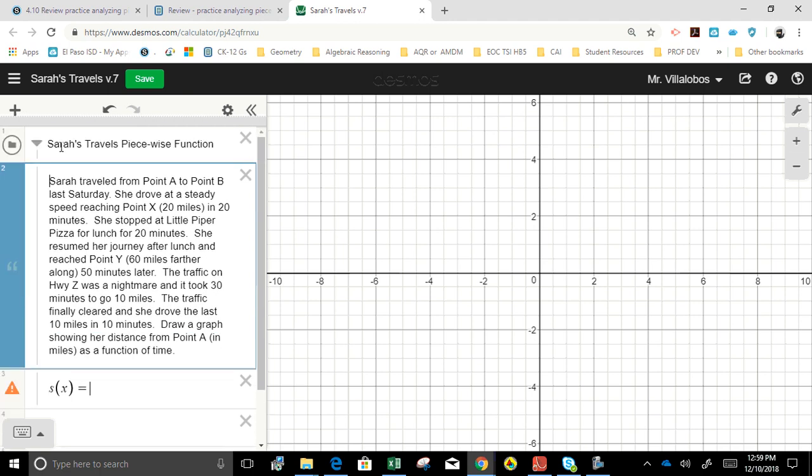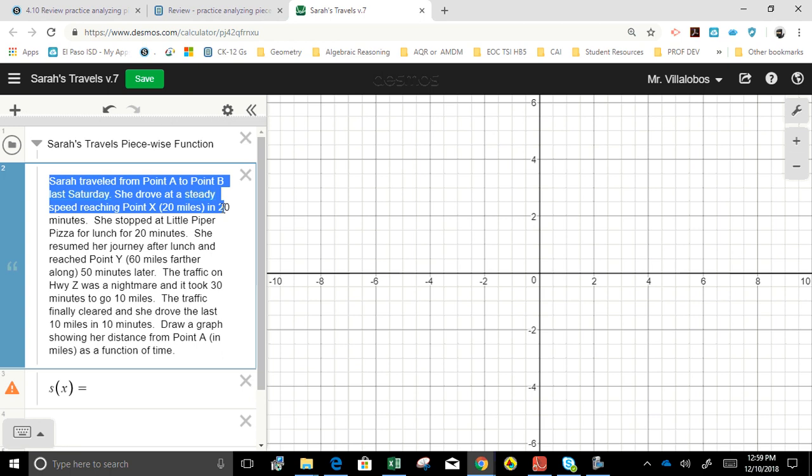Okay. So the first part of the function, S of x equals, if you read the story, let's read it. Sarah traveled from point A to point B last Saturday. She drove a steady speed, reaching point X, 20 miles in 20 minutes. She stopped. Wait a minute. I'm going to stop right there and think. Okay. She did 20 miles in 20 minutes. I look at my graph.